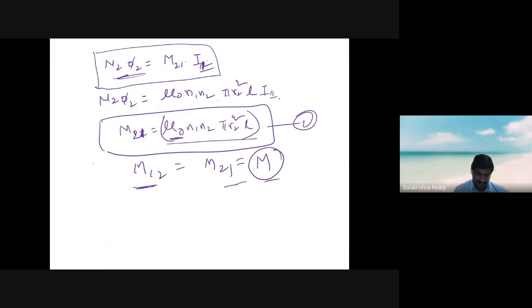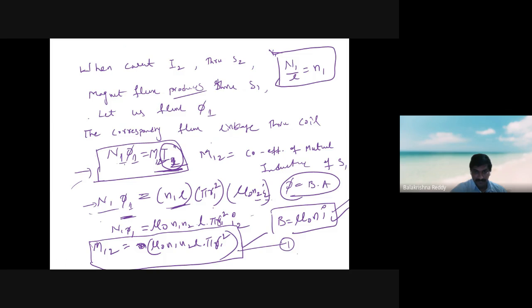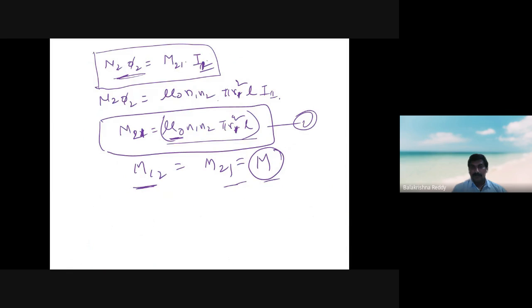Since the mutual inductance is the same, what happened here? If you are inducing the field, EMF or a current in the neighboring coil of the same material, then the mutual inductance and the flux linkage are the same. Remember, the area of cross section here is also R1 square, and in the previous case also the same R1. So this is the mutual inductance concept.